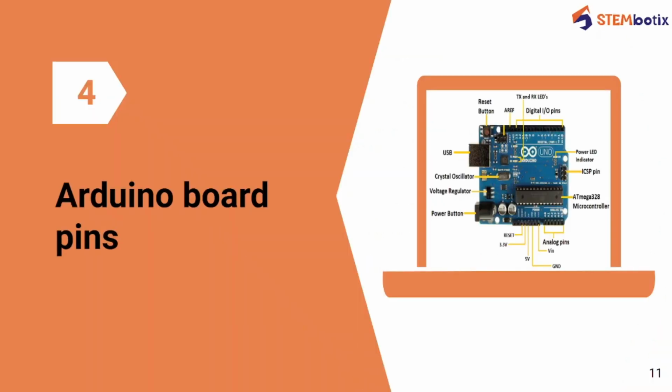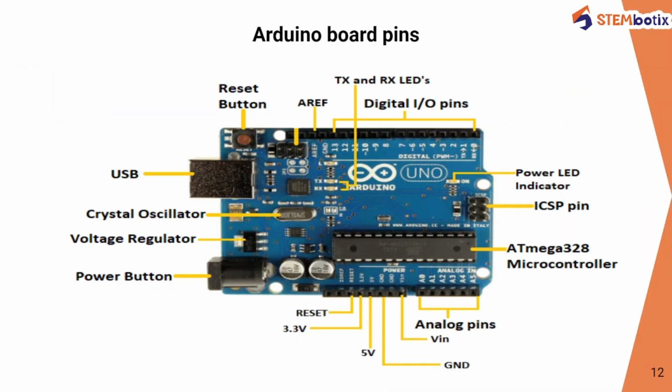Now we will go to the Arduino pins. Let's see some basic pins of the Arduino. Here you can see a reset button. By pressing this button, we can reset the memory of the Arduino board. And here you can see the ARF pin. First of all, we will understand the analog pins, then we will go to the ARF pin.